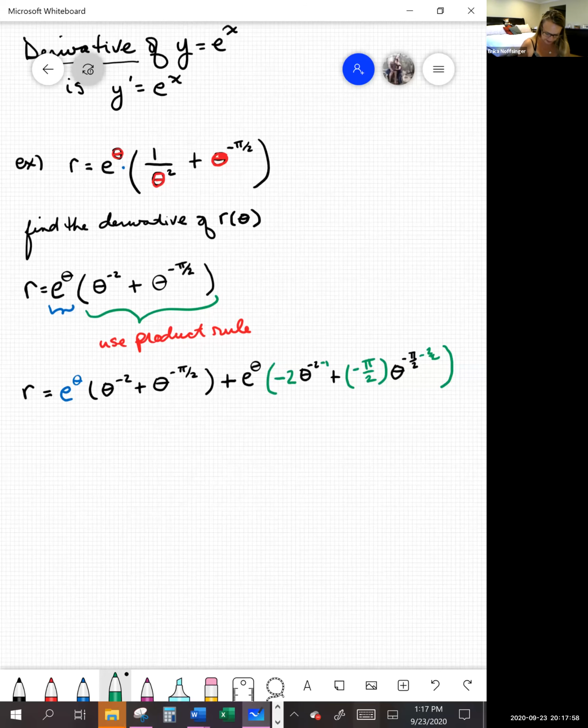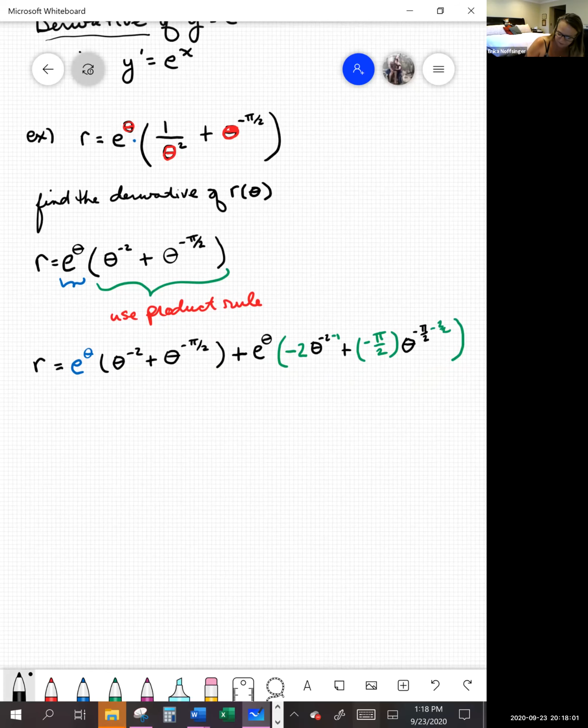Notice that I did not write dr d theta here or r prime, so we have to represent that this was the derivative of this. I'll just do r prime.